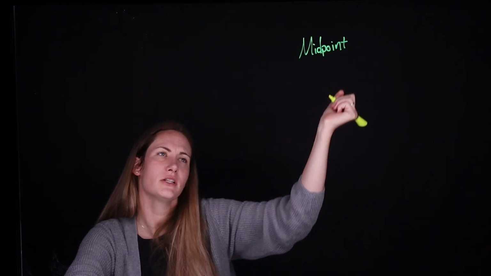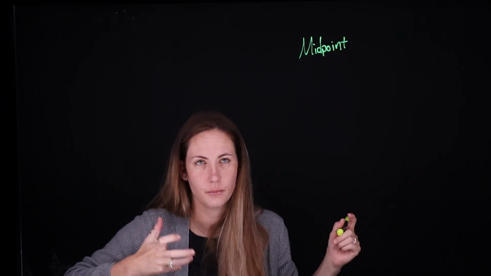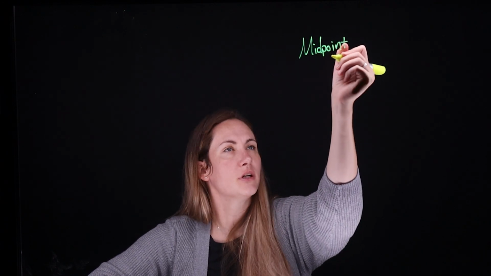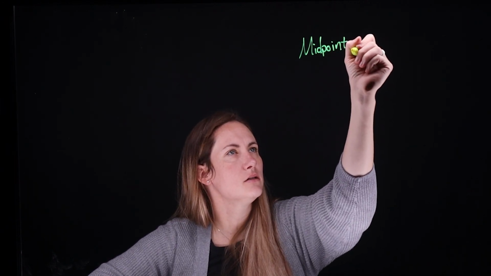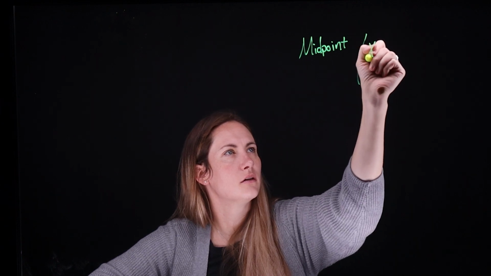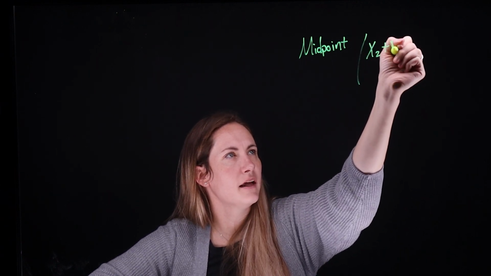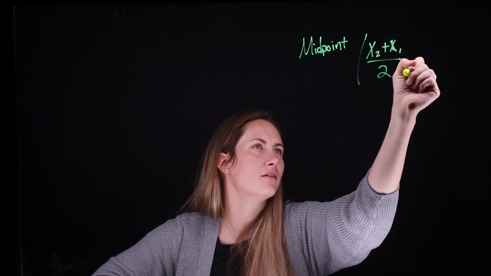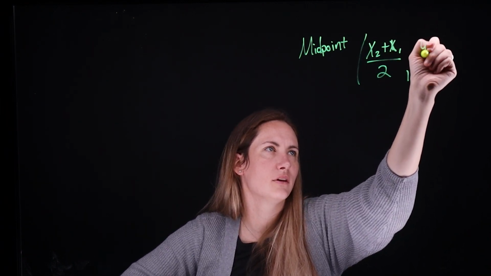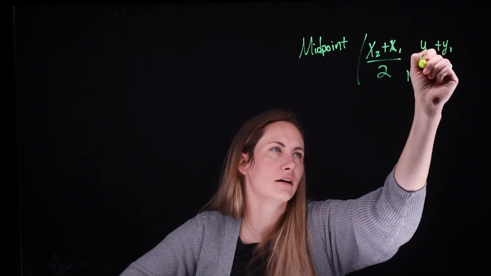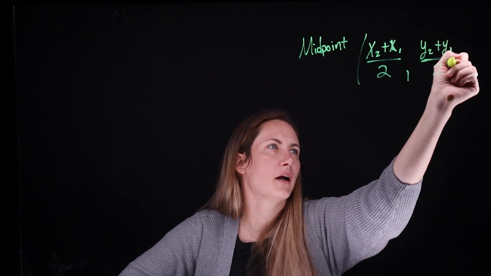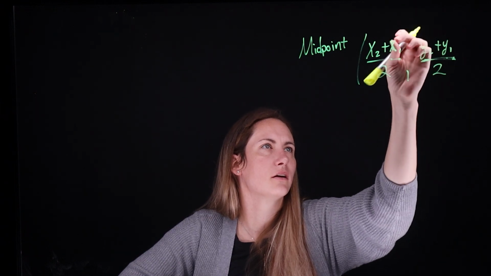So I'm going to go ahead and start by writing the midpoint formula up here. Remember that the midpoint formula is pretty much the average of 2 points. We're finding the middle, the midpoint, between 2 points. So you add your x's and divide by 2. Then you add your y's and divide by 2. Just remember, x's go together and y's go together.